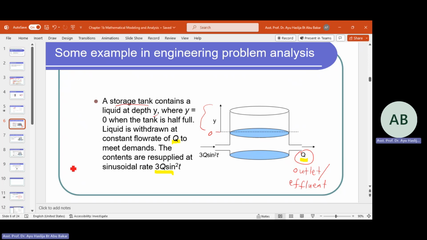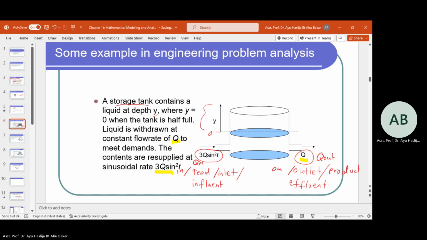The contents are resupplied at this rate. This is the feed rate. Feed, inlet, influent are the terms that represent a stream going into the system. Another one is product. When you see the product stream, it means the outlet of the system. So it has Q in, Q out. In, out. Those are the terms.